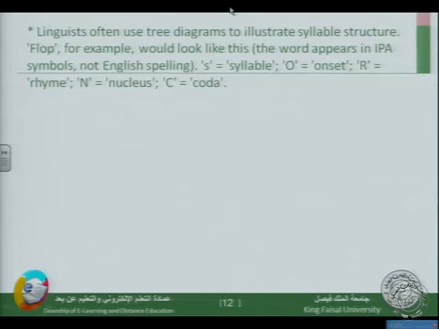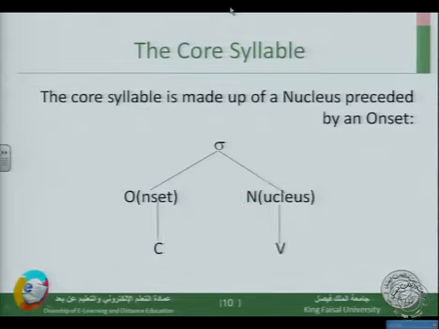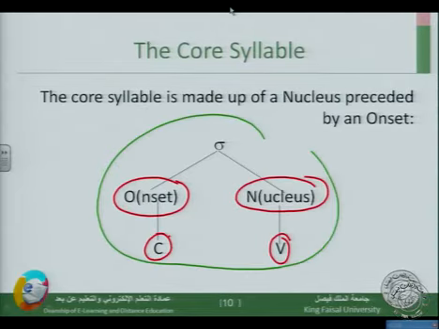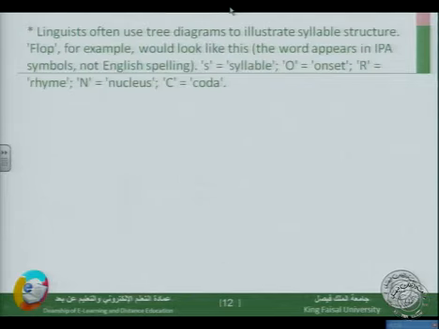Linguists often use tree diagrams, as you can see here. This is what we call a tree diagram. It looks like a tree, right? So linguists use tree diagrams to illustrate syllable structure. If I ask you, for example, to syllabify a word, or to explain the parts of the syllable of a word, you need to use a tree diagram to illustrate it.